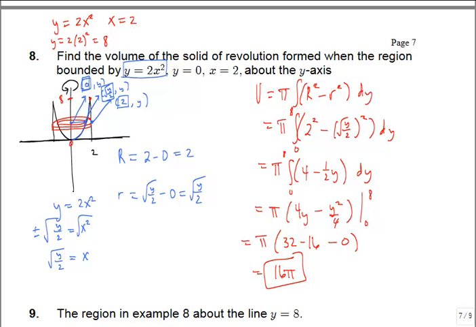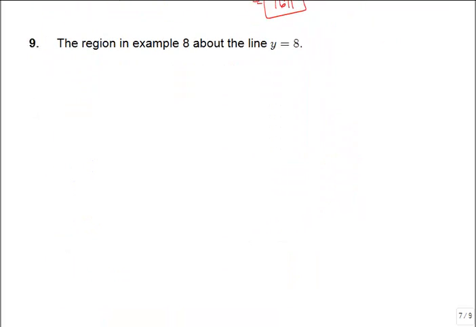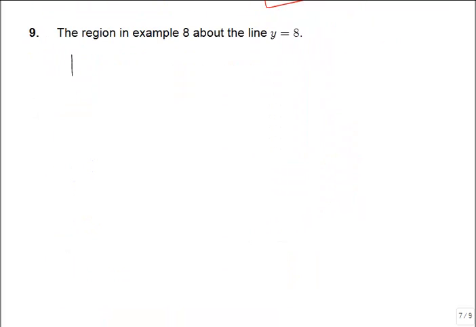Okay, next example, same region that we had before, but this time we're going to rotate it around the line y equals 8. So let's draw our region again. It was that right half of the parabola intersected with x equals 2, and this time we're going to rotate it around this height y equals 8, which just so happened to be where those two intersected. So we're rotating this around this line.